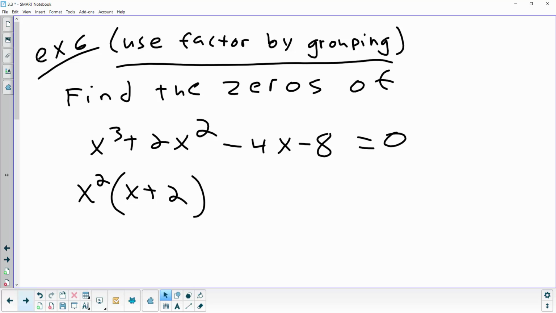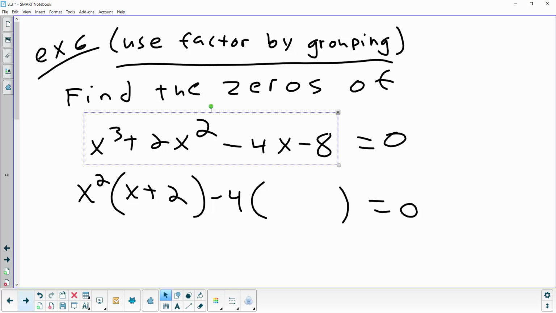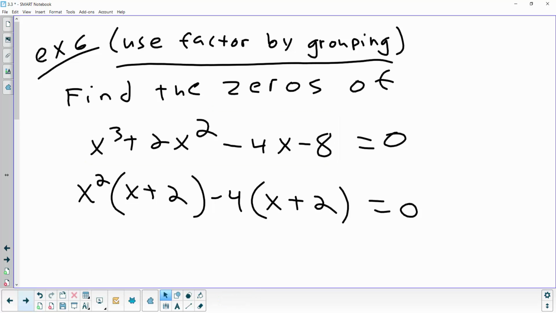What can you factor out of negative 4x minus 8? Negative 4. Let's factor out a negative 4. And what do you multiply negative 4 by to get negative 4x? X. And what do you multiply negative 4 by to get negative 8? Positive 2. So look what happened. X plus 2, X plus 2.